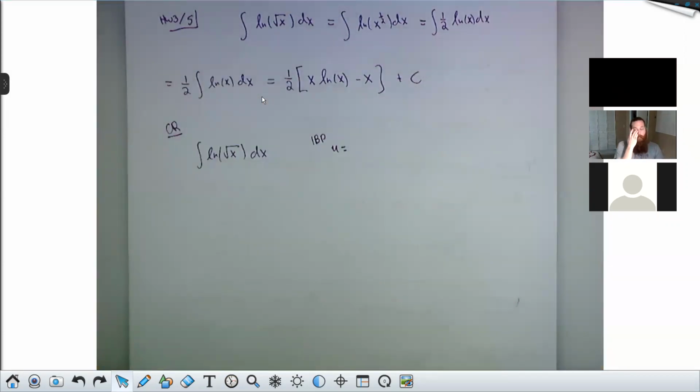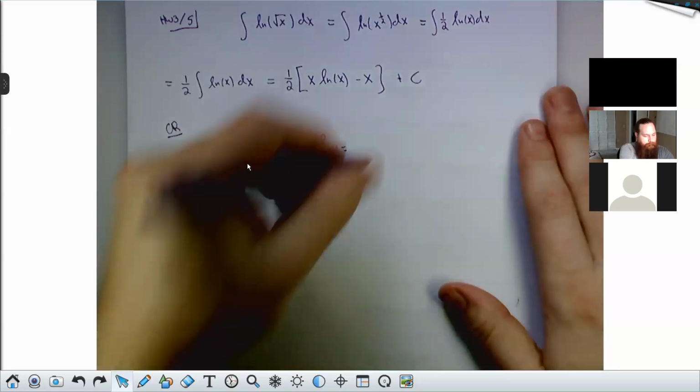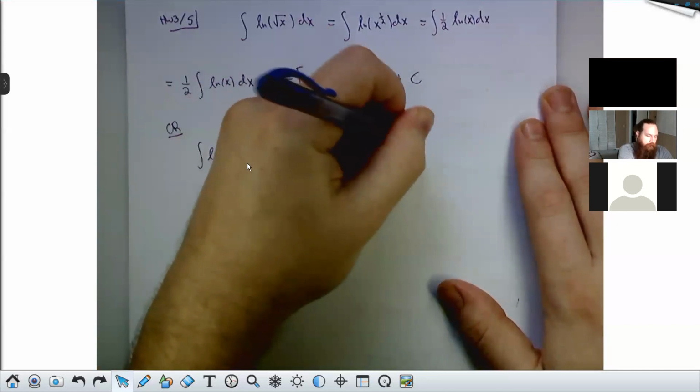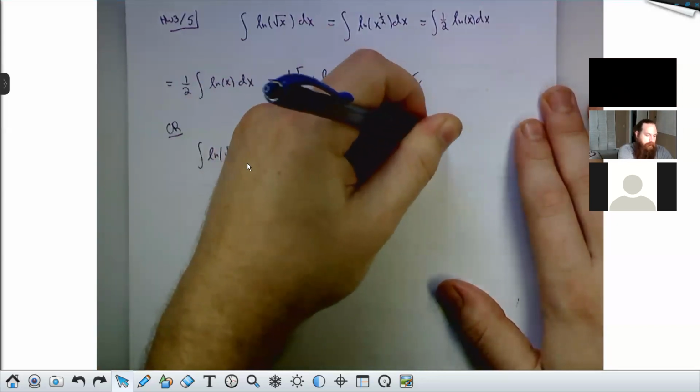I would run IBP, and here I do have a log. I look at my LIPET rule to choose u. I do have the ln of the square root of x. That is a log function, so I would pick that to be u. And that means dv would have to be everything else. That's just dx.